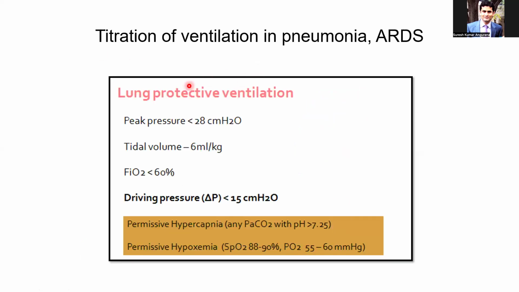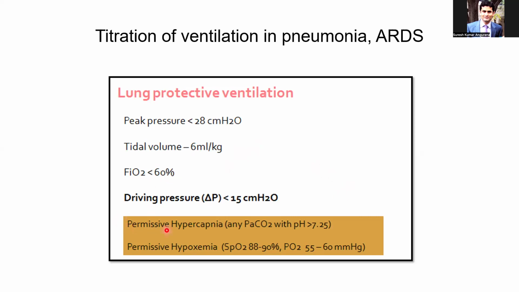So we should consider lung protective ventilation strategies whenever we are ventilating a child with ARDS. We should limit peak pressure to less than 20 centimeter of water, tidal volume should be 6 ml per kg, FiO2 should be less than 60%, and driving pressure, which is the difference between PIP and PEEP, should be less than 15 centimeter of water.